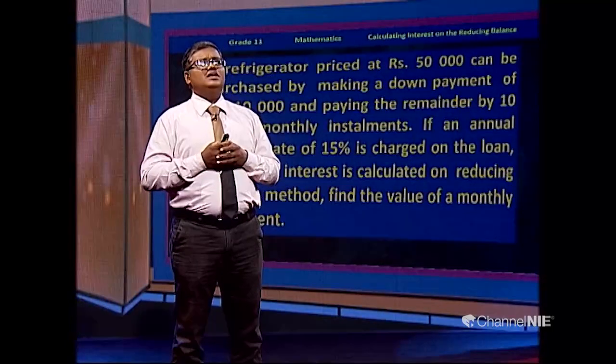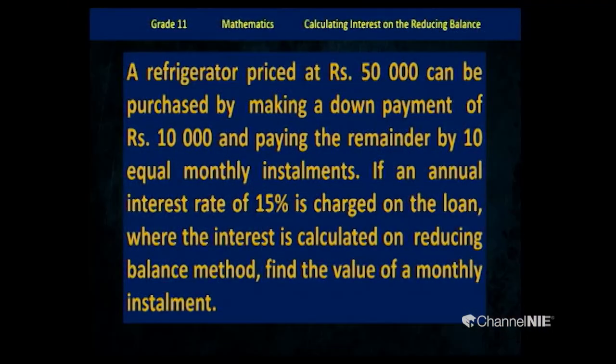Okay, read the question. A refrigerator priced at 50,000 can be purchased by making a down payment of rupees 10,000 and paying the remainder by 10 equal monthly installments. If an annual interest rate of 15% is charged on the loan, where the interest is calculated on reducing balance method, find the value of a monthly installment. This is an unstructured type of question. They don't give you Roman numbers. They have asked, but they have asked from the last point. Find the value of a monthly installment.